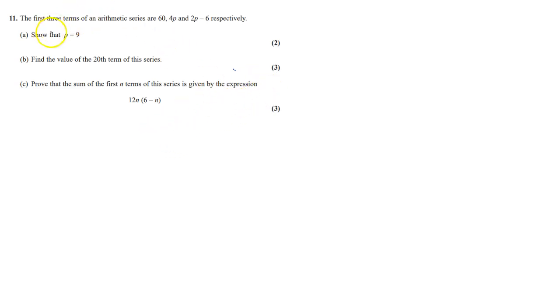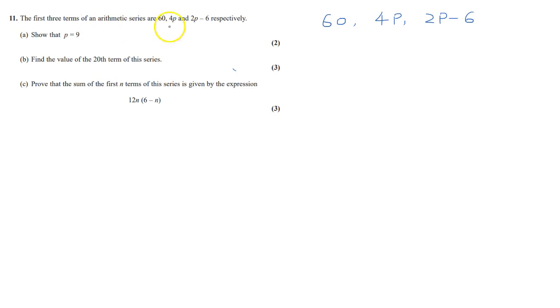Question number 11, IAL C12 January 2014. The three terms of an arithmetic series are 60, 4p and 2p minus 6. Find the value of p.